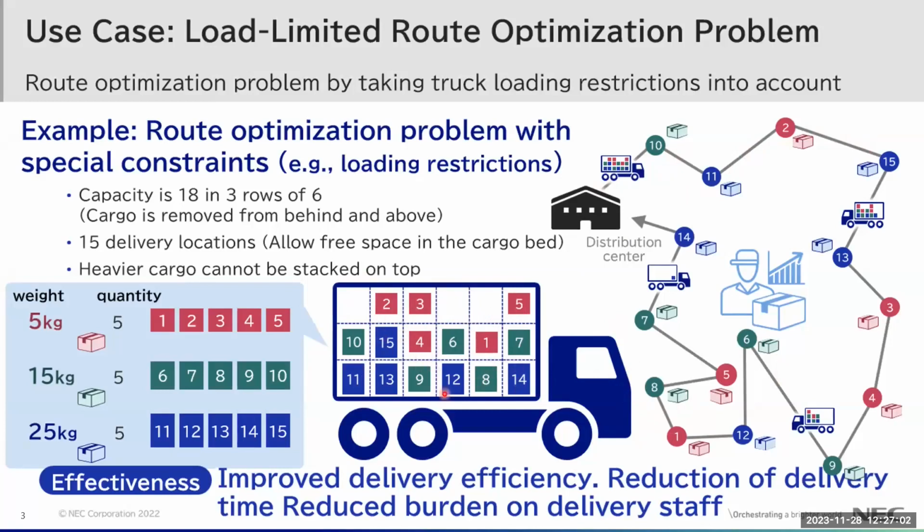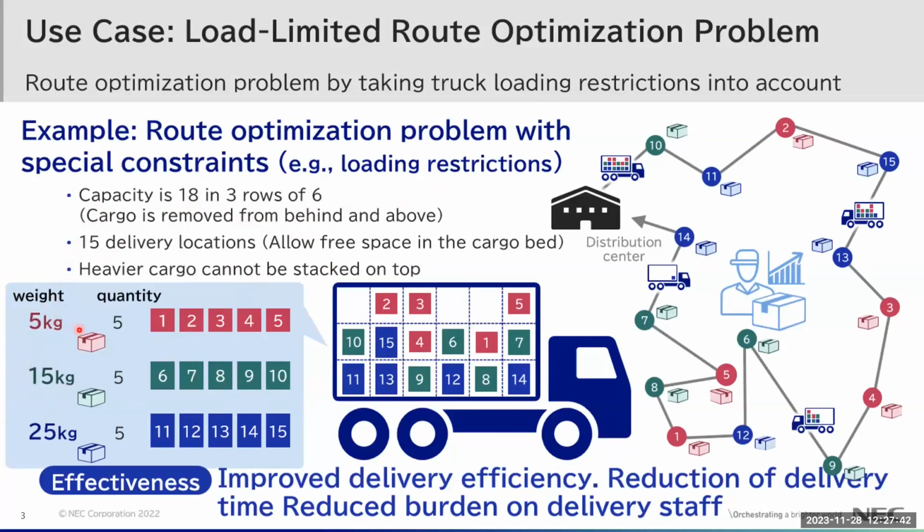So this is a knapsack problem where you're trying to find the most value of an arrangement within a specific bag, added to the traveling salesman problem. But you can simply see these as more constraints. In this case, one constraint is a loading restriction, where the truck can only have 18 boxes in 3 rows of 6. And you have 15 delivery locations per day. There has to be some free space in the cargo bed to move the boxes around. And you cannot have the heavier boxes stacked onto the lighter boxes. And you have created 3 criteria.